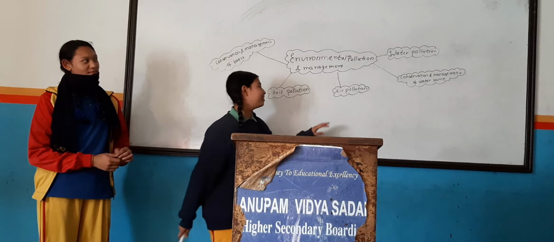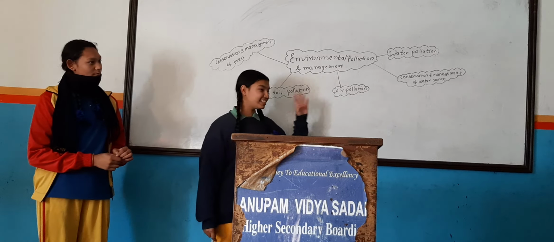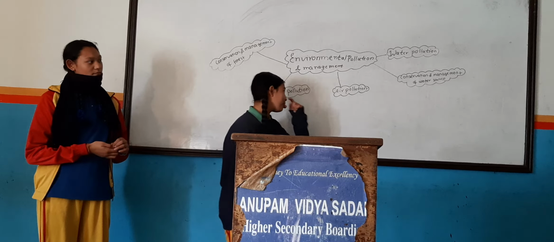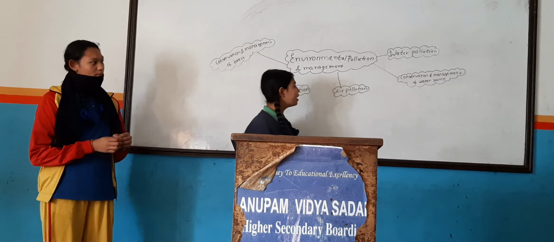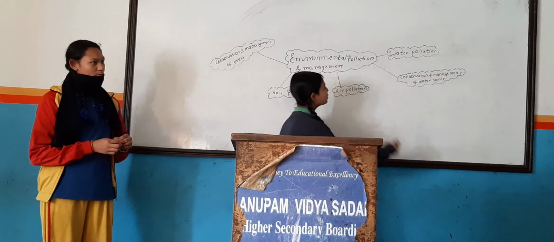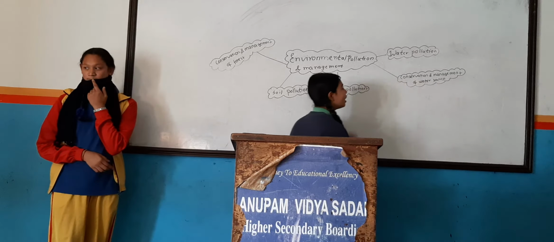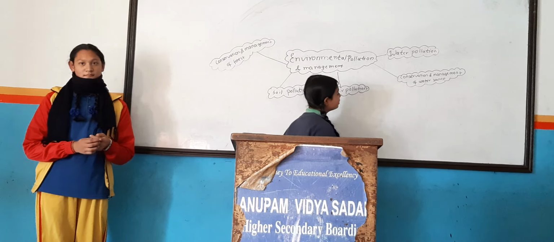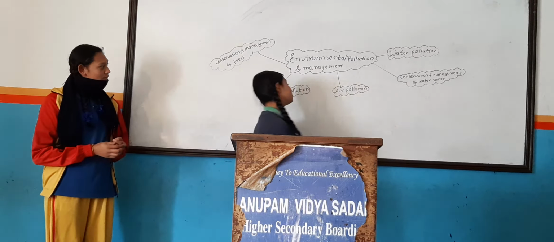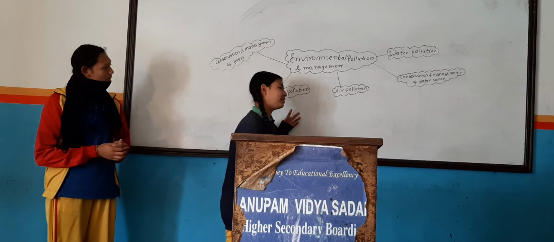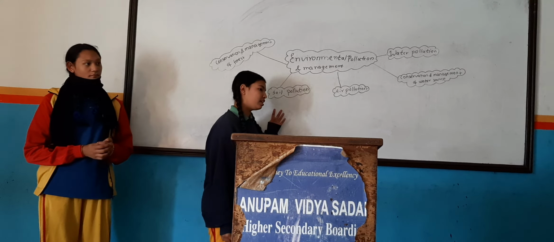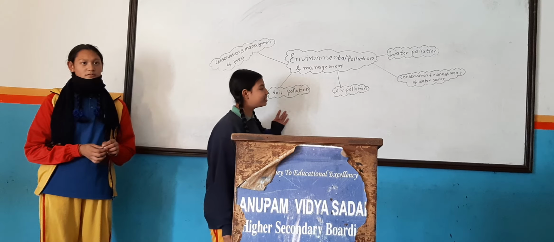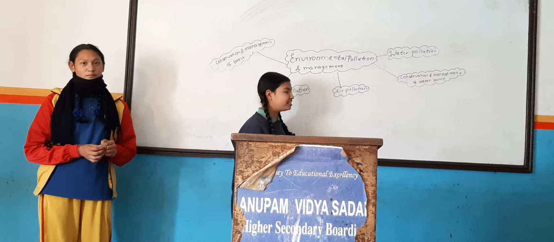Causes of air pollution are industrial gases, forest fires, vehicles, etc. Causes of water pollution are industrial wastes, contaminated water, sewage wastes, etc. Causes of soil pollution are chemical fertilizers, detergents, etc.